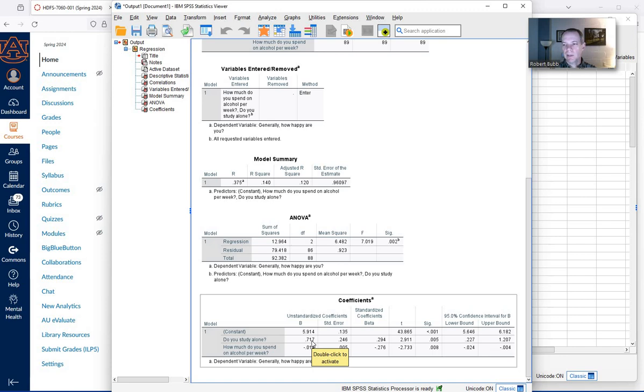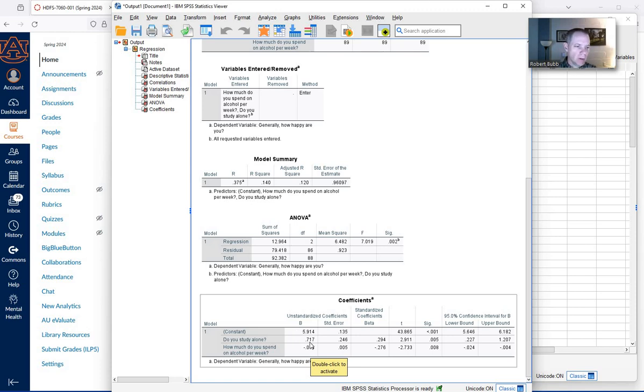So what we're saying is that if a student is studying with other people, their happiness increases 0.717 units on our happiness scale, again, when the other variables are accounted for in the model. Again, that other variable being alcohol spent per week. So remember, if your predictor variable is a nominal variable, dichotomous variable, the constant represents the average of the group that is coded as 0, in this case, studying alone.